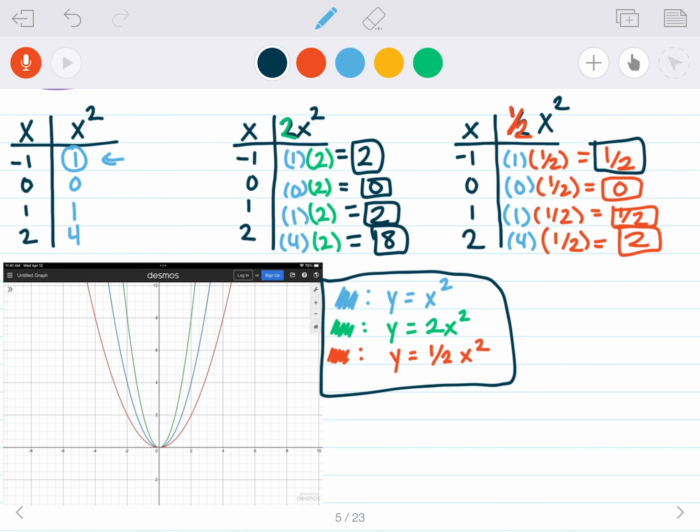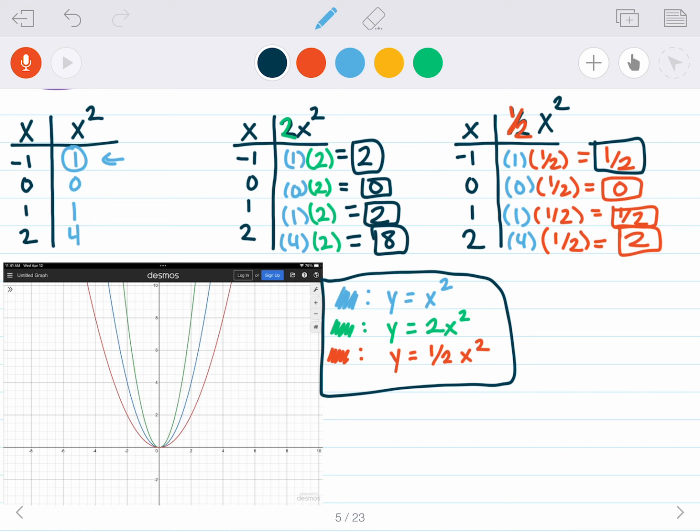Remember, we're stretching that silly putty to make it skinnier. The red graph is fatter, right? So the red graph is a vertical compression. So you can imagine squishing something together vertically, and it's going to get fatter. So that's the idea here. We can follow the points just like we did before.